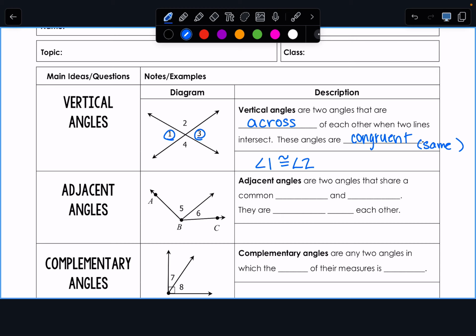Are angles 1 and 3 the only pair of vertical angles in there? No. We also have angle 2 and angle 4. Oh, you guys, you let me write 2 right there. That's not what goes there. That's a 3. Angle 2 and angle 4 are a pair of vertical angles, and those two are congruent. I am so sorry.